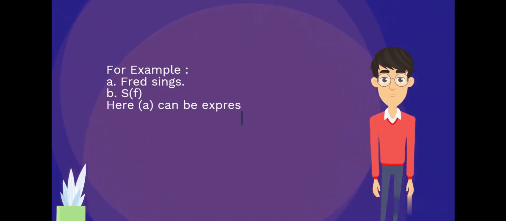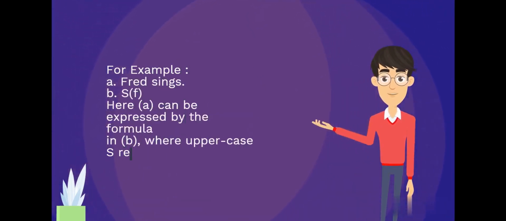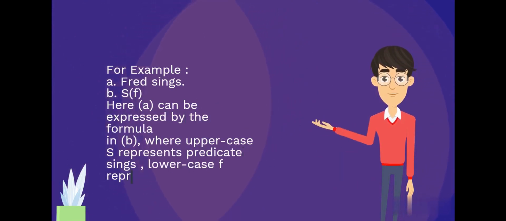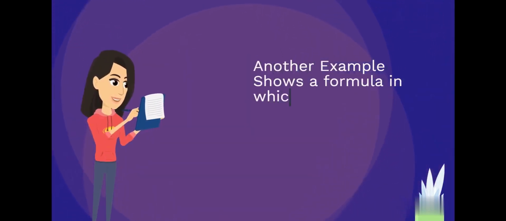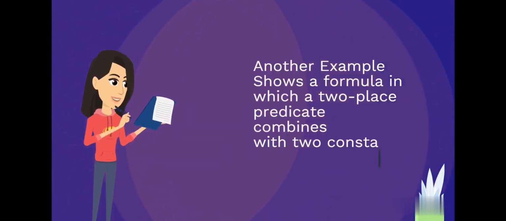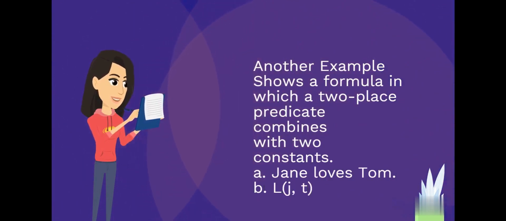For example, the sentence Fred sings can be represented by S of f, where S represents the predicate of sings and small f represents the constant of Fred. Another example can be in which a two-place predicate combines with two constants. The sentence Jane loves Tom can be represented by L of j, t, where L represents the predicate of love and j and t represent the constants Jane and Tom.